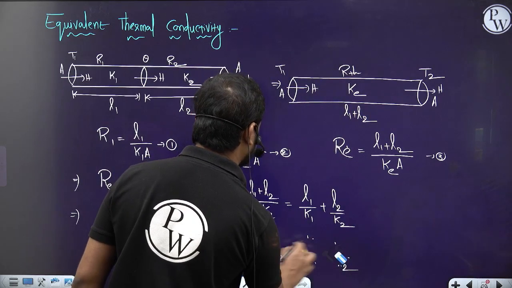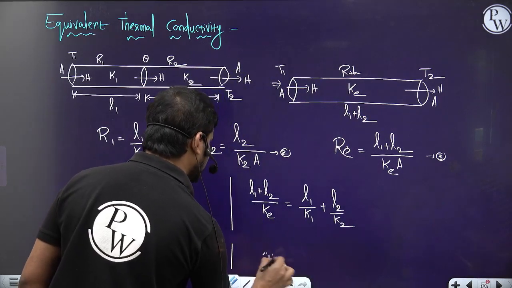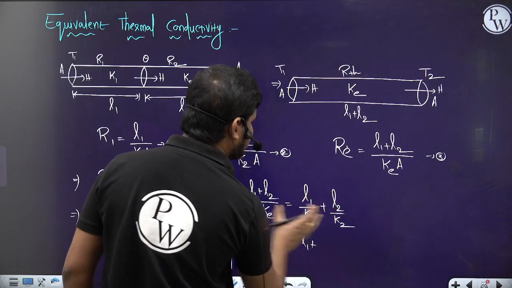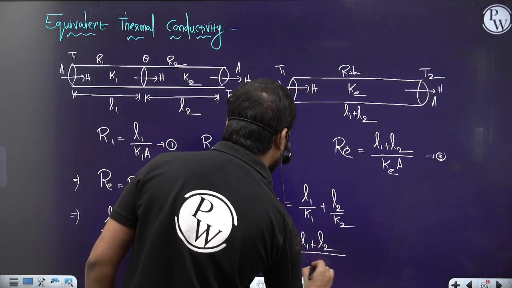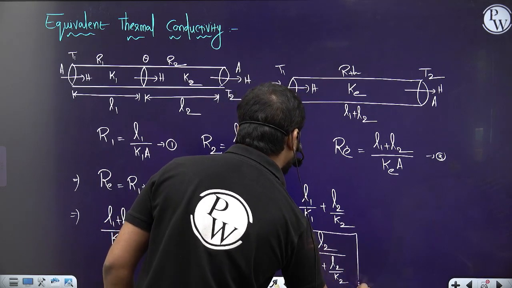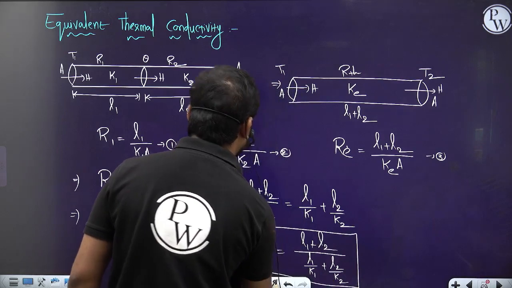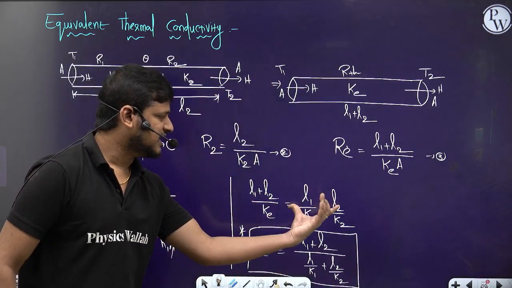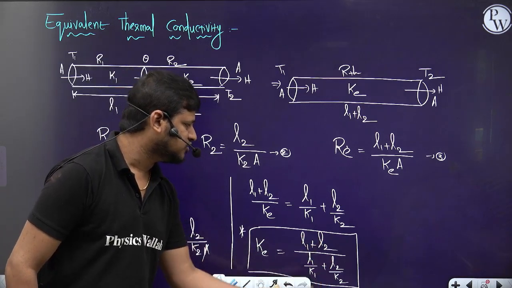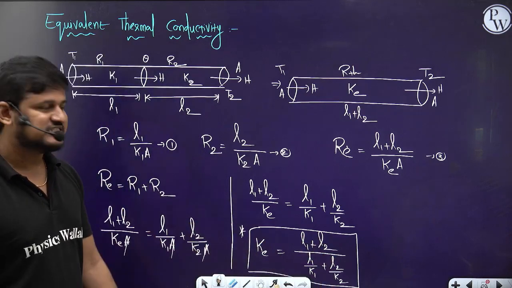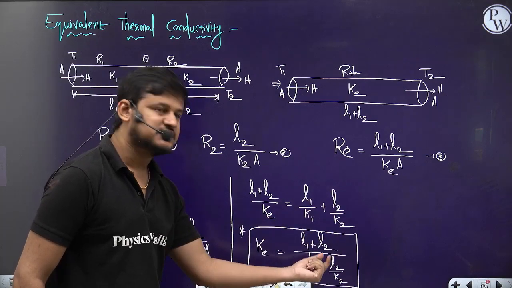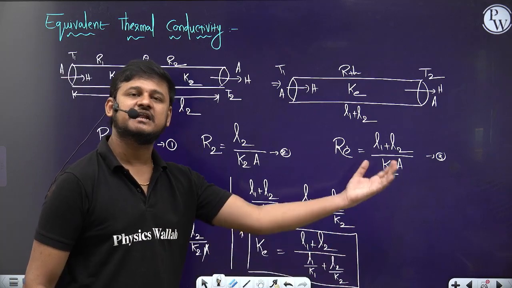Let's write the final formula. The K equivalent is equal to L1 plus L2 by L1 by K1 plus L2 by K2. You can use this as the final formula for the equivalent conductivity. If more rods are connected in series combination, then you can write L1 plus L2 plus L3 till Ln by L1 by K1 plus L2 by K2 plus L3 by K3 till Ln by Kn.